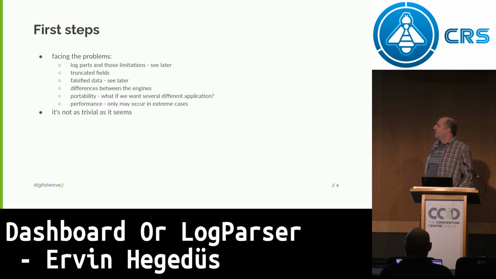Differences between Nginx and Apache: they make the log in different ways. Portability: what if we want several different applications? For example, usually we use Python, but sometimes we use PHP. And I thought about whether I can make bindings for any languages. And performance, which may only matter in extreme cases, but I want to care about this. So it's not as trivial as it seems at first.